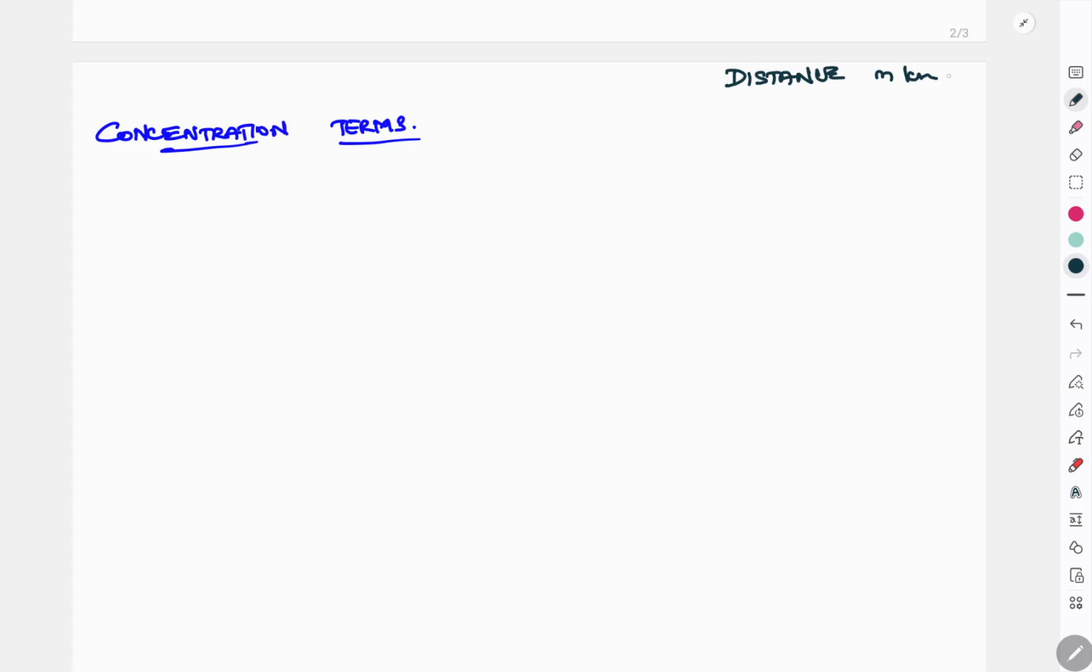In this session, we are going to discuss concentration terms. So, what are concentration terms? There are a lot of concentration terms. We measure distance in a lot of units: meter, kilometer, centimeter, mile. Depending upon our requirement, we use different units, right?